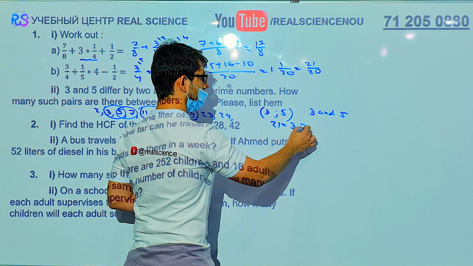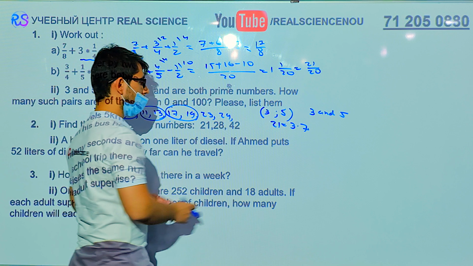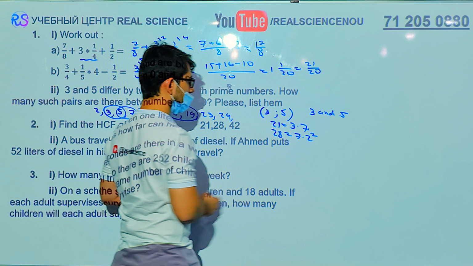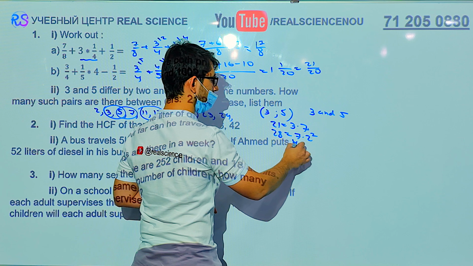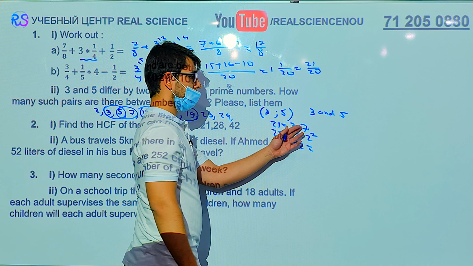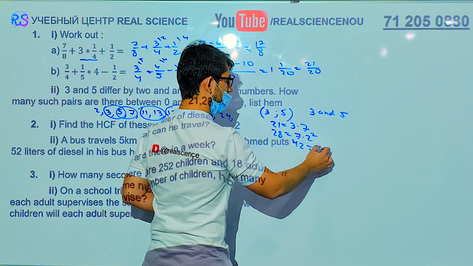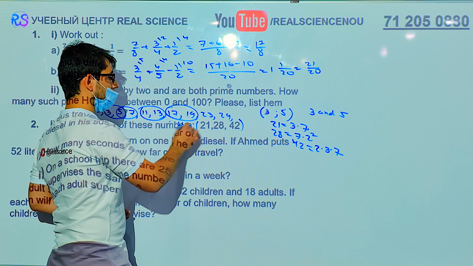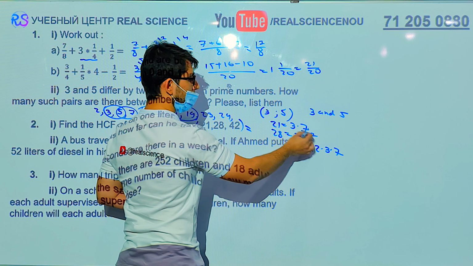21 is 3 multiplied by 7. You have to do prime factorization for each of them, right? 28 is 4 multiplied by 7, or 7 multiplied by 2 to the power of 2. 42 is the same as 21 multiplied by 2, right? 2 multiplied by 3 multiplied by 7, right? And if you find the HCF for these numbers, it is 7, right?